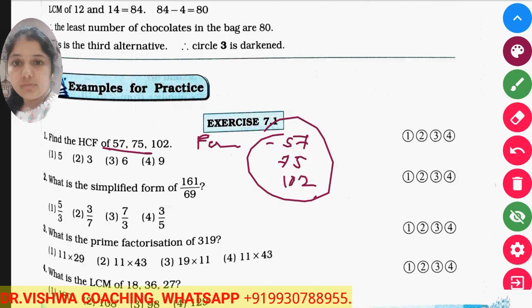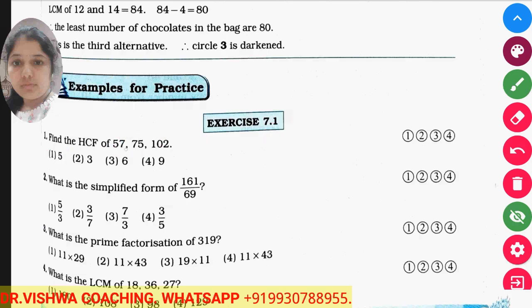Now see, we had seen in the divisibility test, we cannot divide 57 and 102 with the 5. So 5 will not be the HCF of those numbers. Okay, now 3, 6 and 9. For 3, 6 and 9 just check.